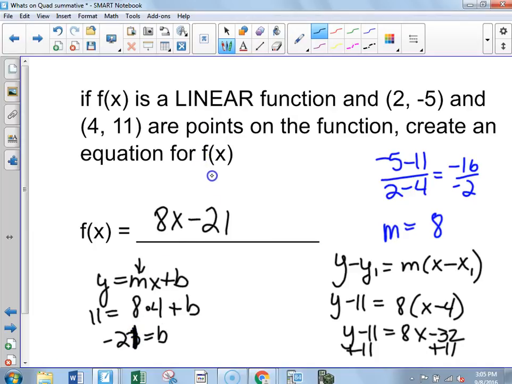It doesn't say slope-intercept form. Just leave it in the point slope form. No, because you cannot have a y in your equation. We just move that. Could you, if you wrote this, 8 times x minus 4 plus 11, so you just slid the 11 over there, that would work.